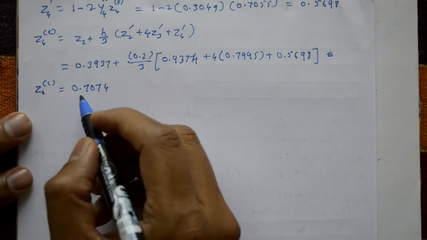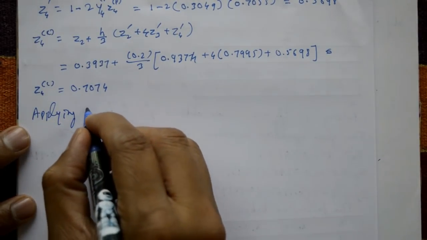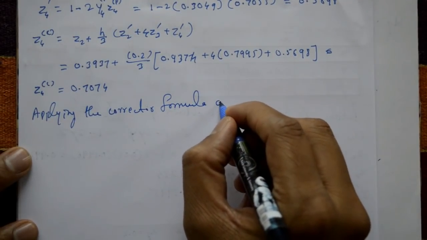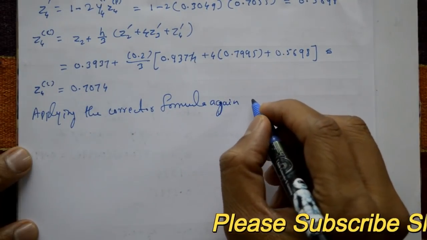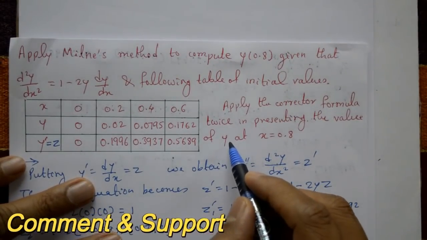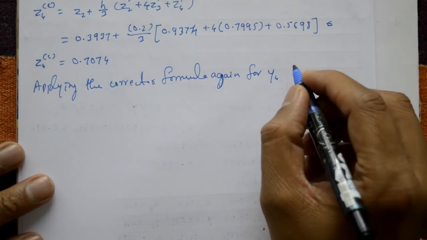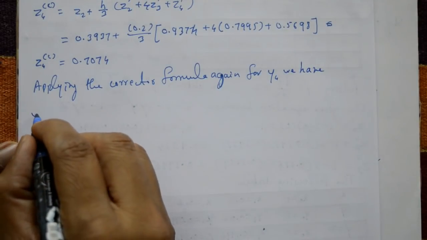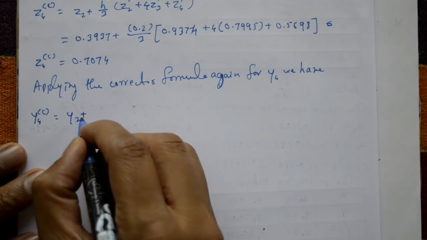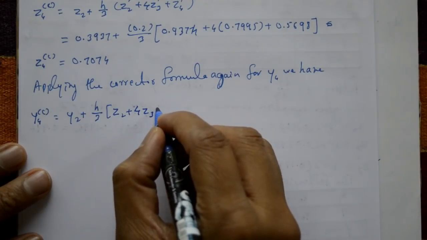Now apply the corrector formula once again, twice in total. Apply the corrector formula again for y4 only, because the question is to find the value of y at x equal to 0.8. For y4 we again use the corrector formula: y4 corrector formula is equal to y2 plus h by 3 into z2 plus 4z3 plus z4.